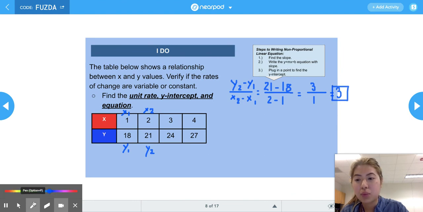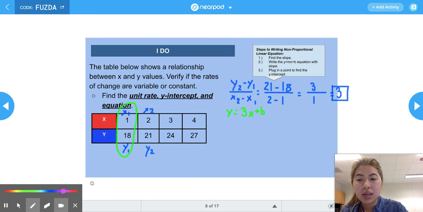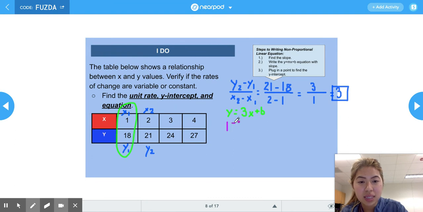And from here, I'm going to write my equation as y is equal to, instead of mx plus b, 3x plus b. So I'm just replacing my m with the 3. And then I have to choose a point. I'm going to choose 1, 18 since I already have it labeled and plug it in to this equation. So we have y is equal to 3x plus b. Our y value is 18. So I have 18 is equal to 3 times, in this case, our x is 1. So 3 times 1 plus b.